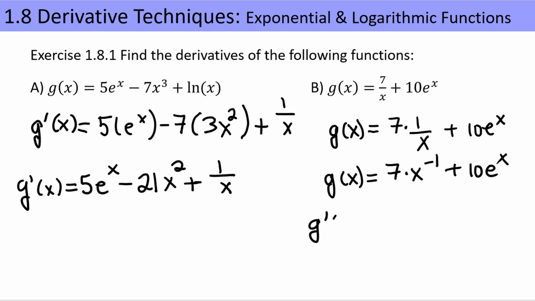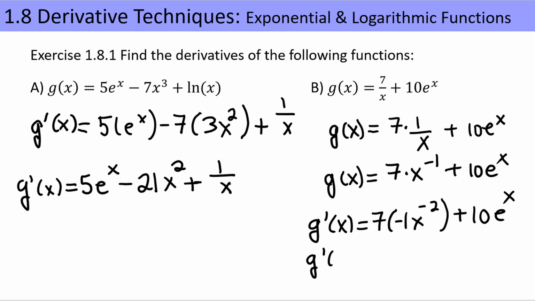So when you take the derivative, g prime of x, we have the constant 7 times, and then the power we bring down is negative 1, x to the power of negative 1 minus 1, which will actually be minus 2, plus for the next term the constant 10, and then the derivative of e to the x is just e to the x. Let's simplify a little bit, and you get g prime of x equals 7 times negative 1 would be negative 7 times x to the power of negative 2, and then plus 10 e to the x.